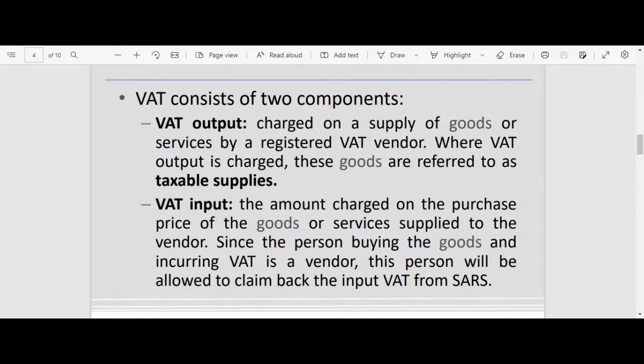So, ladies and gentlemen, if you can type for me that value added tax that we are paying to our supplier, what are we going to refer to that as?